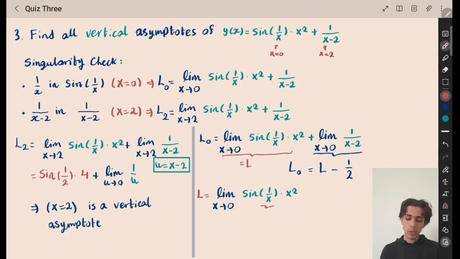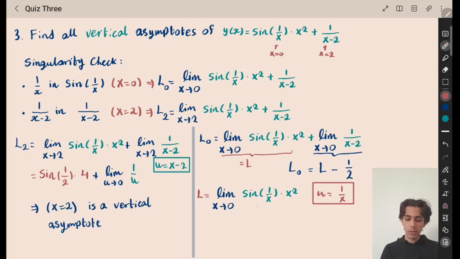is that when you see there is a function inside of a function, and you cannot, for example, bring the 1 over x outside, then you should make a substitution, a u sub.